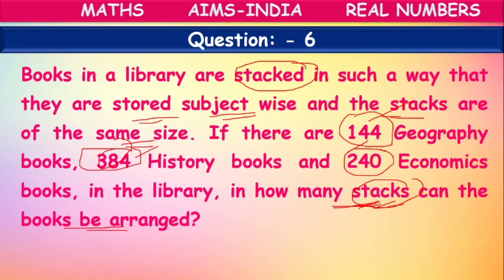If you do the HCF in regular method, the HCF will be 48 for these 3 numbers. So first you can take 2 bigger numbers, you can find their HCF. Then with the smaller number, you can find the HCF of 3 numbers. If you do like that, the answer is 48. Now for each stack, 48 books we have to keep.